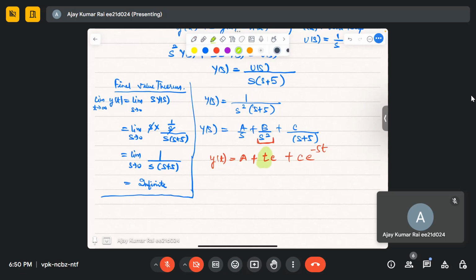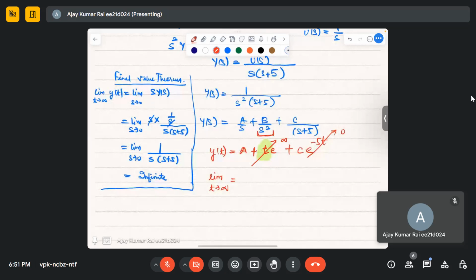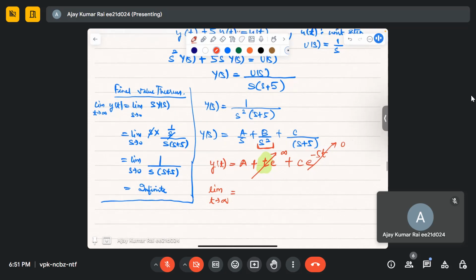If I put the limit t tends to infinity, what will happen? This term will become 0, because at infinity e^(-5t) will be 0. But if you see this t term, this will go to infinity. No need to solve for A, B, C, but just by observation also you can do it, because of s square, you have seen the Laplace transform.